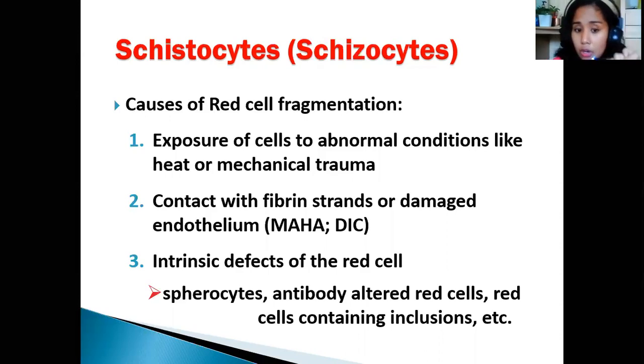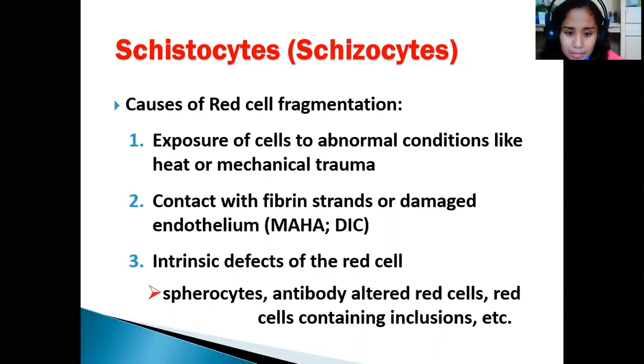So, in cases of microangiopathic hemolytic anemia, MAHA, and DIC, disseminated intravascular coagulation. In these cases, class, ang raming clot na nabubuo, ang raming fibrin clots na nabubuo, and there's no other way where the red blood cell can pass inside the blood vessel. So due to mechanical trauma on passing in contact with fibrin strands, ayun, they are fragmented.